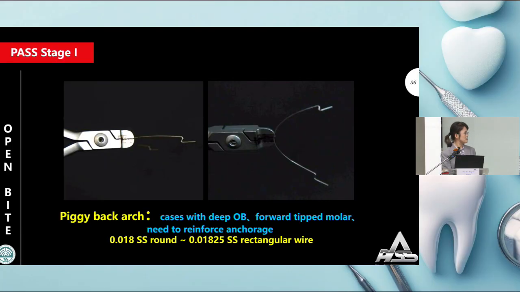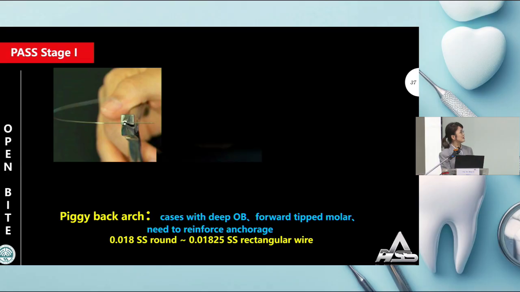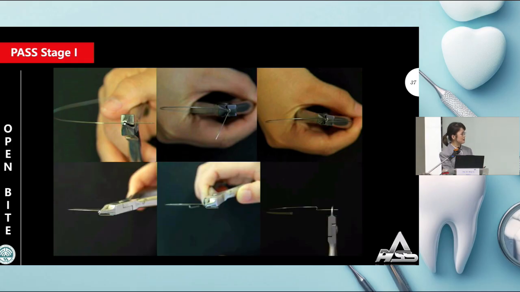We often use a 20 stainless round arch wire, or a 1725 or 1825 stainless steel rectangular arch wire for the piggyback arch. You can try it. First you bend a Z type, then we add an angle on the Z type.